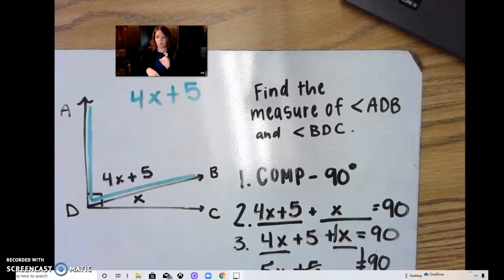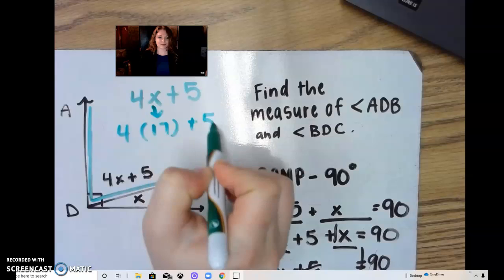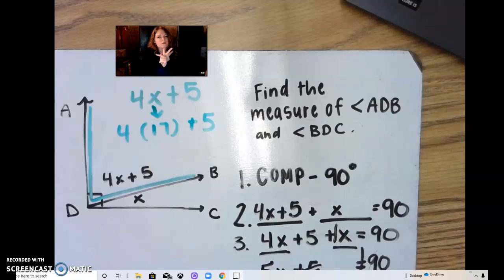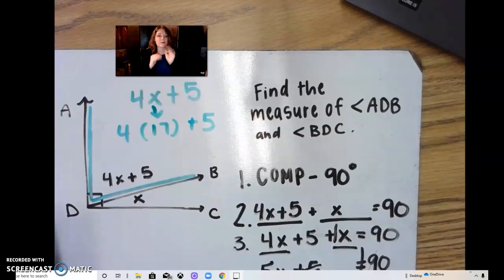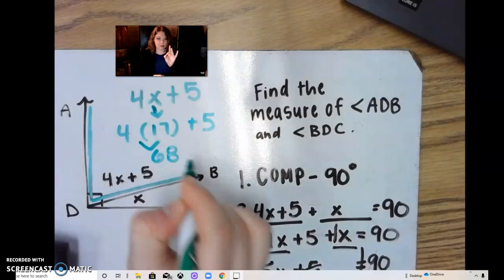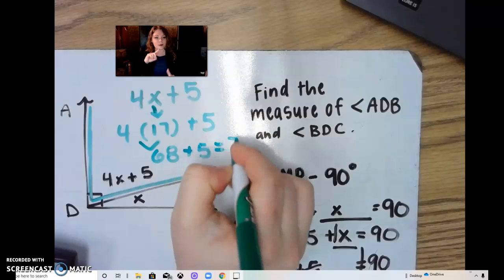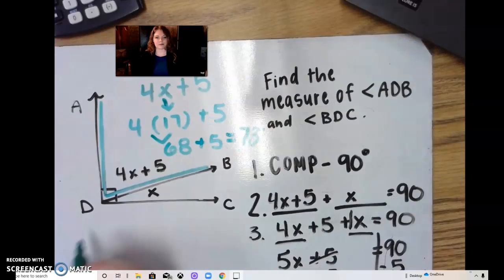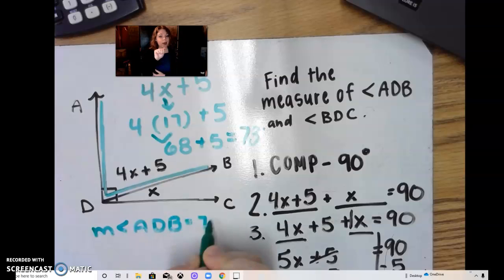So 4x plus 5 is the measure of angle ADB. Now, I want to know how many degrees it is. What does it measure? We know x is really 17. And when you have two things next to each other, it represents multiplication. Grab your calculator again, and we're going to multiply 4 times 17 to get 68. And then bring down adding 5, and that will give us 73. The measure of angle ADB is 73 degrees.